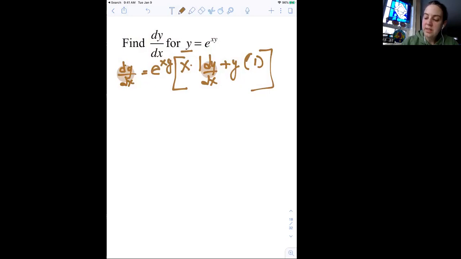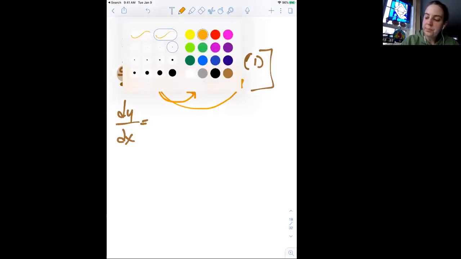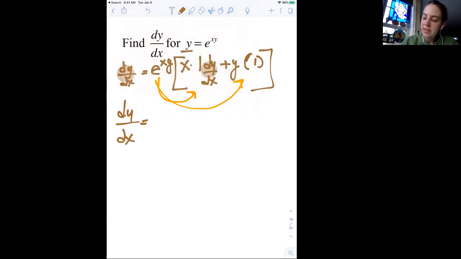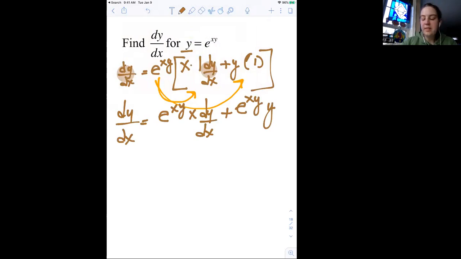So what you're going to do is say dy/dx and distribute this piece to the first term and to the second term. So this is e to the xy times x dy/dx plus e to the xy times y. Getting closer, we don't have to worry about parentheses anymore.